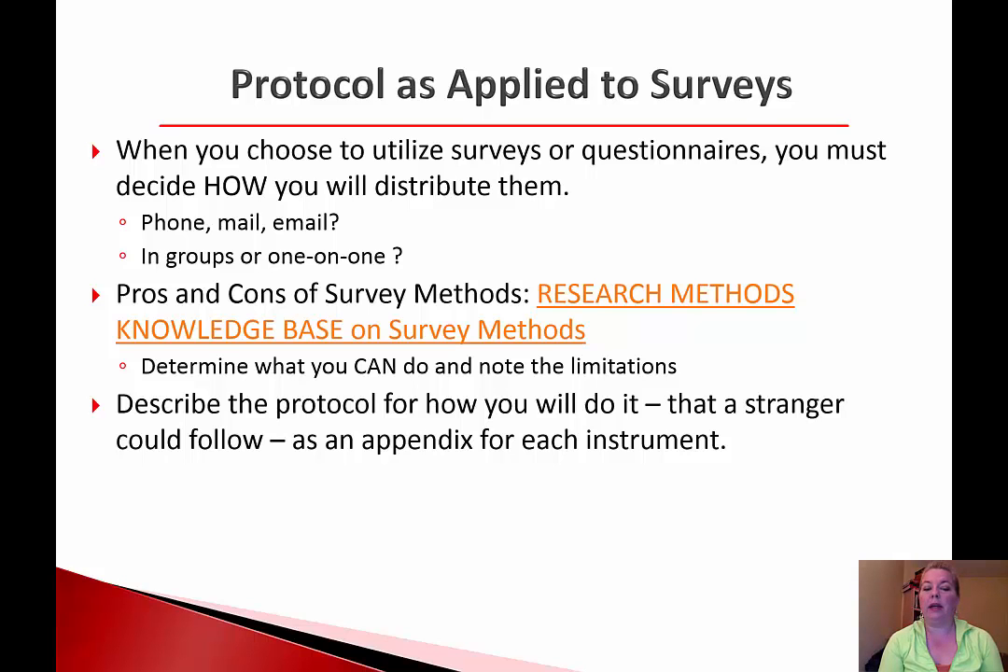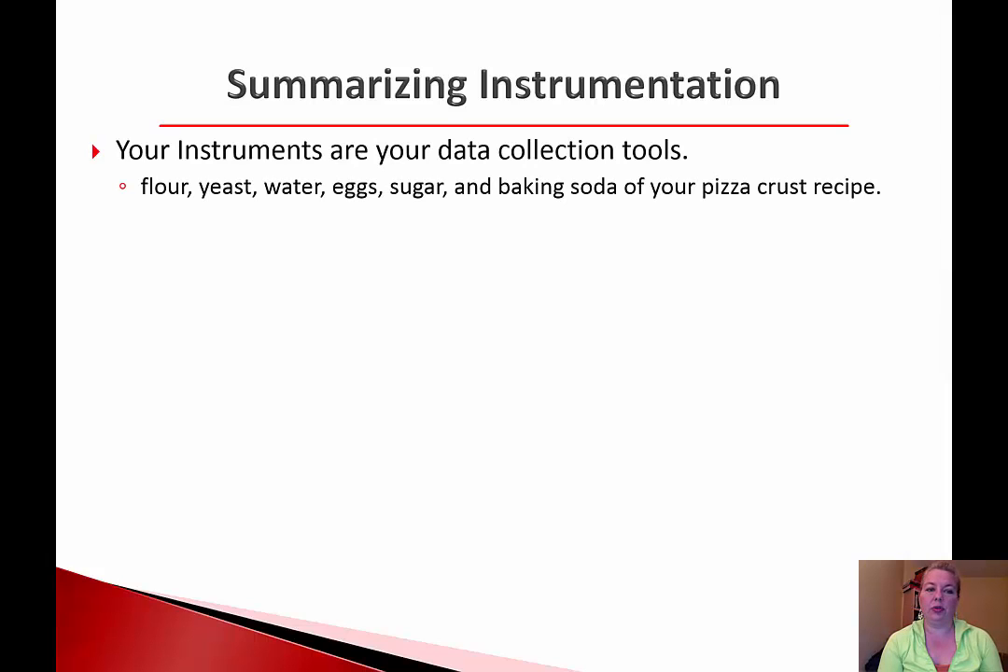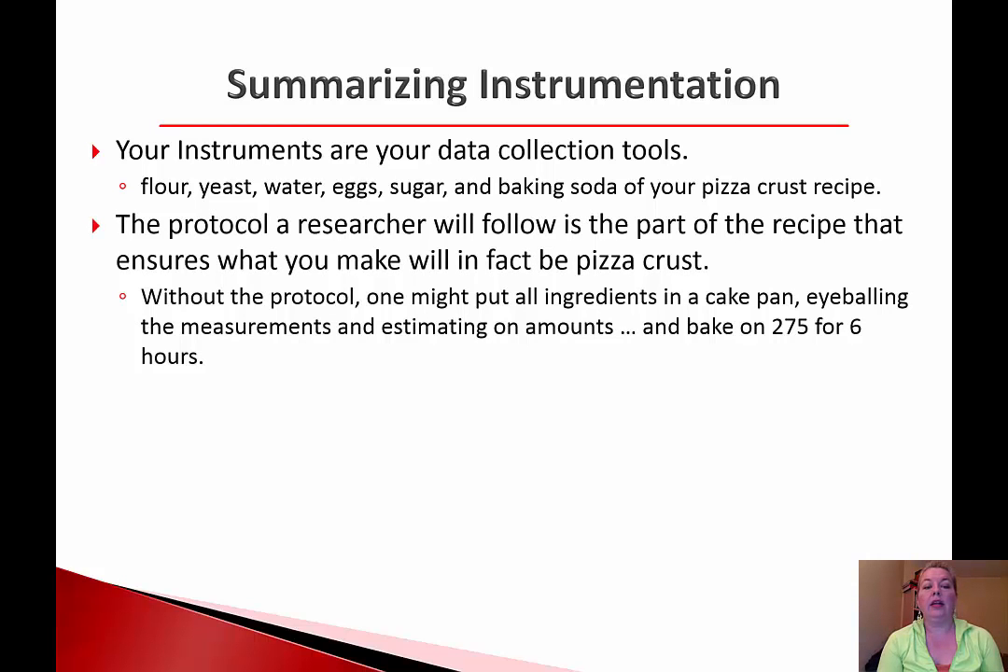This will be an appendix for each instrument. Your instruments are your data collection tools. Flour, yeast, water, eggs, sugar, and baking soda for your pizza crust recipe. The protocol a researcher will follow is the part of the recipe that ensures that you will in fact make pizza crust. Without the protocol, one might put all ingredients in a cake pan, eyeballing the measurements and estimating on amounts, and bake on 275 for 6 hours. Hopefully you all realize that's not going to produce pizza crust. I'm not sure if it would produce anything edible at all.